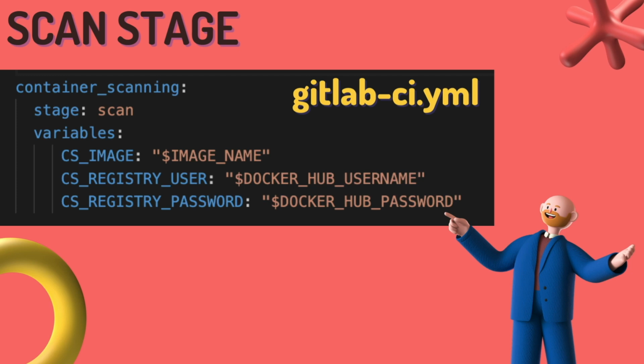The cs_registry_user variable is assigned the value of Docker Hub username, providing the username required for authentication with Docker Hub. Similarly, cs_registry_password is set to Docker Hub password, which holds the password needed for Docker Hub authentication.